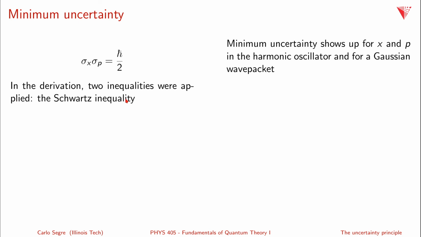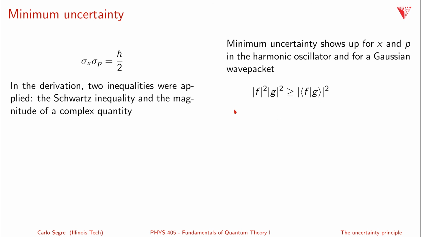We can see that by realizing that in the derivation that we had before, we applied two inequalities. The first was the Schwarz inequality, which was that the modulus squared of f times the modulus squared of g is greater than or equal to the modulus squared of the inner product of f and g. And the second one was the magnitude of the complex quantity. If you recall, the modulus of z squared is greater than or equal to the imaginary part of z quantity squared, where z is equal to now the inner product of f and g.